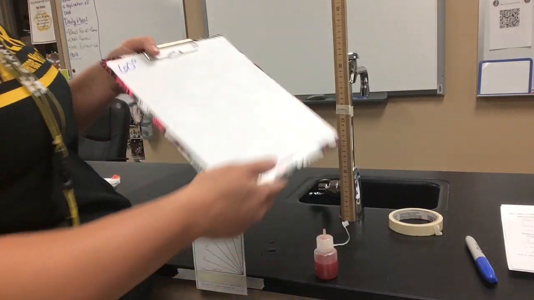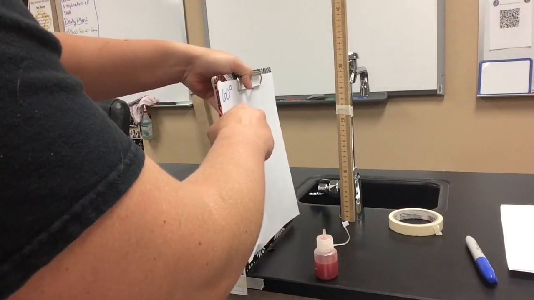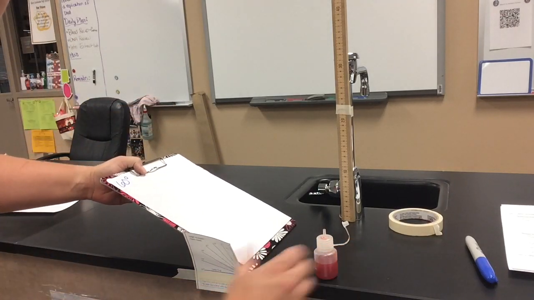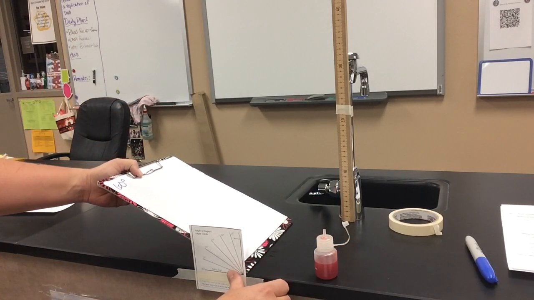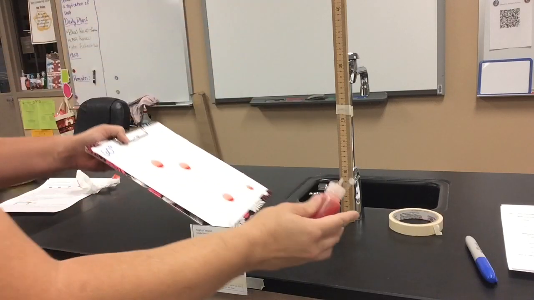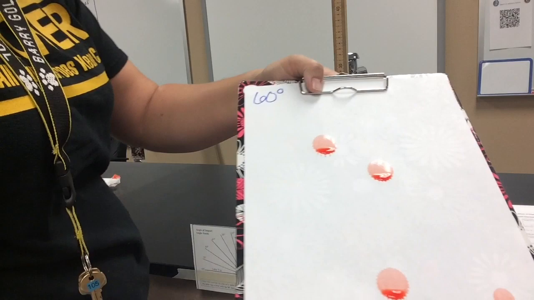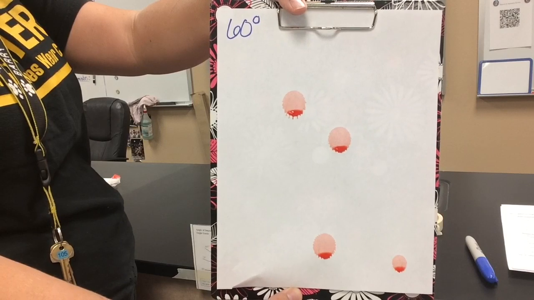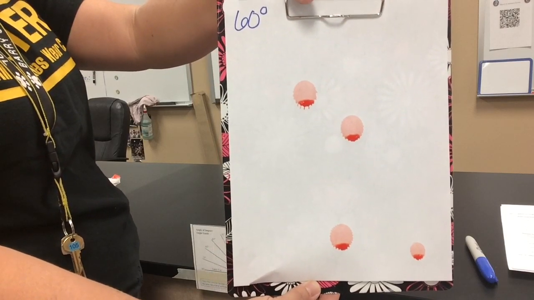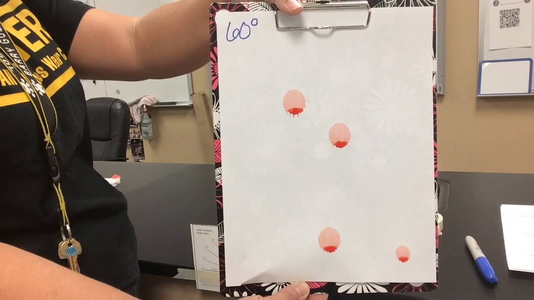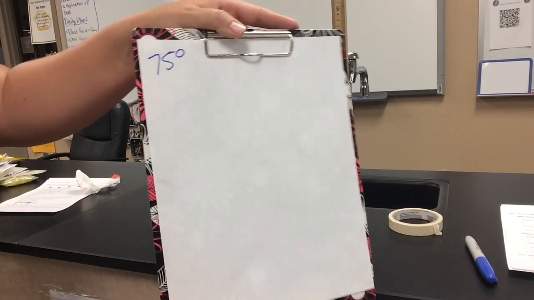60-degree paper. And I have my clipboard up, and I'm going to put it all the way to 60 degrees. Drop. And these are what my 60-degree drops look like. Notice that my drops, the closer I get to 90 degrees, are starting to get more circular, less oblong in shape. So my 75 degrees is my last one.